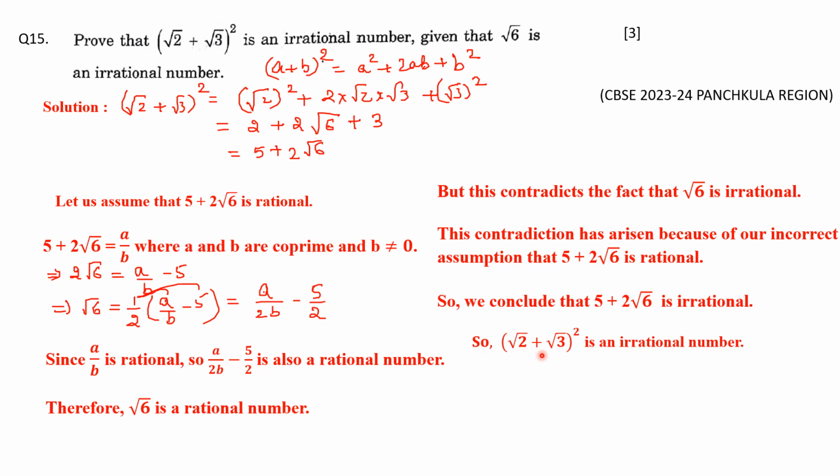Clear? So this type of question we always have to solve by using contradiction. Okay? And this type of question you will get one question for sure, either 2 marks or 3 marks. If it is 3 marks, it will be a little like this: 3 plus 2 root 6, you have to prove it as an irrational number. If it carries 2 marks, then it may be like prove that root 5 is an irrational number, like that. Clear?